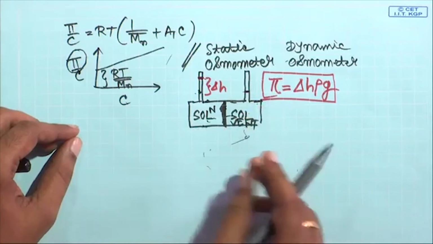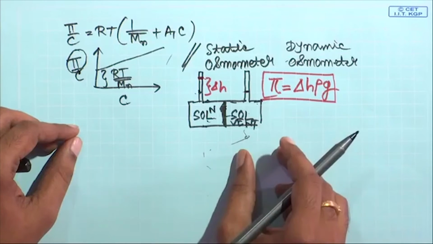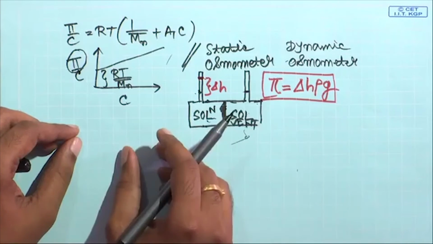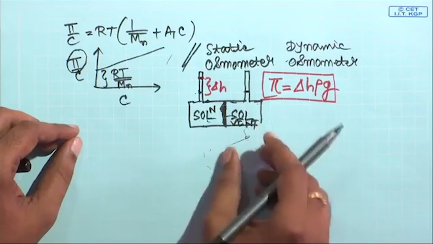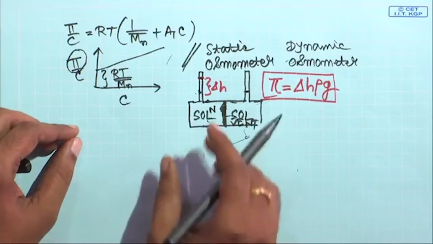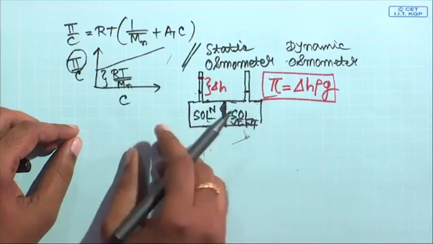You can lower that solvent reservoir or you can raise it, and that way you can adjust the pressure on the solvent side, and this lowering or raising of the solvent reservoir is related to the osmotic pressure. That is how you can determine the osmotic pressure in a dynamic osmometer.